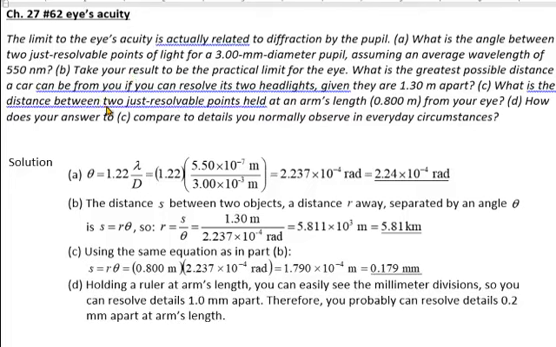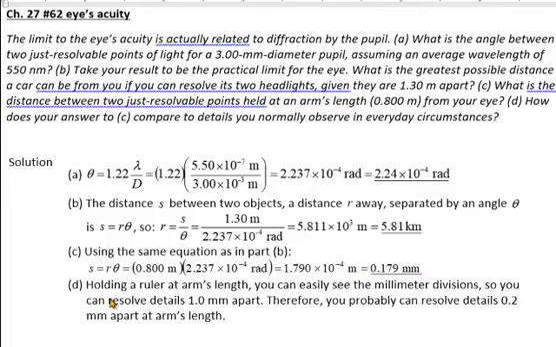What is the distance between two just resolvable points held at an arm's length, 0.8 meters from your eye? So that's about 3 feet away. It uses the same equation, but now we are given the radius here of this part of the circle times, again, the radians, and that comes out to this number here, which is 0.179 millimeters.